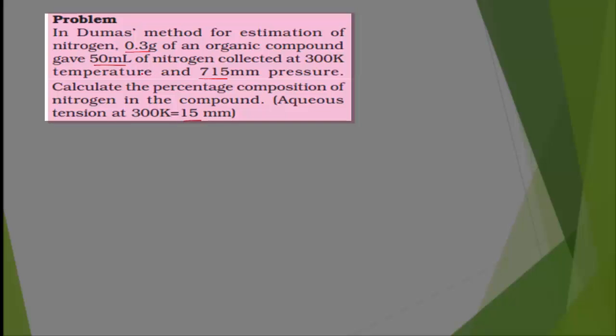Or otherwise you can directly use the relationship that at STP 1 mole of any gas has 22.4 liter volume, and you can also use the PVT relation to find out how much of nitrogen was there. Okay, pause the video, try this problem for yourself.